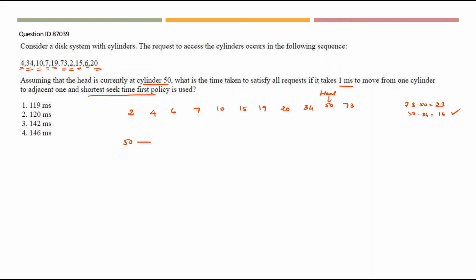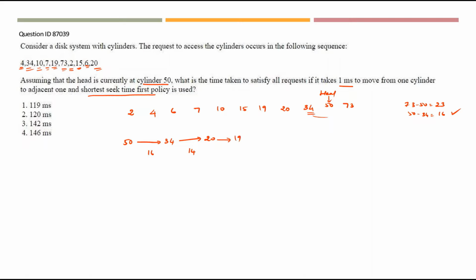50 to 34. From 34 I have to travel back to 73 or 20, which is short. So from 34, only 14 movements are needed to go to 20. So we are choosing 34 to 20. So here the movement number is 16, here it is 14. So hereafter we need not touch 73 because 20, 19, 15 will have shorter time.